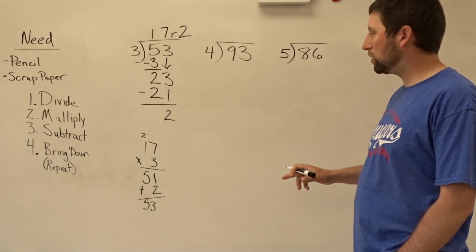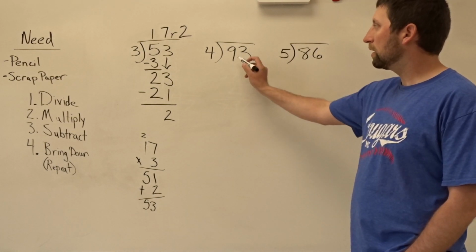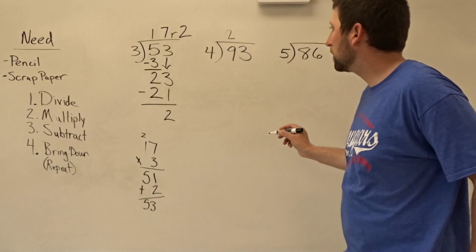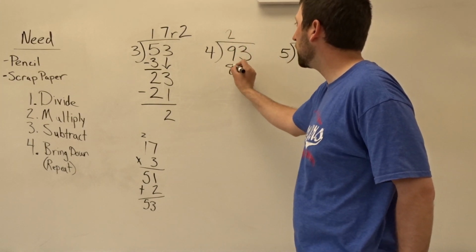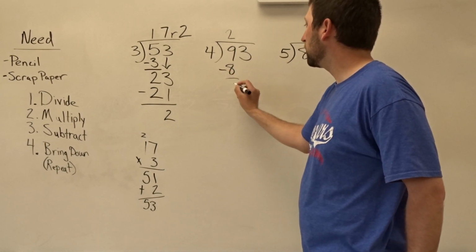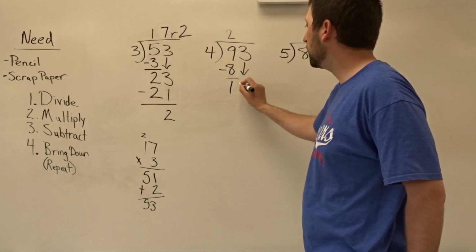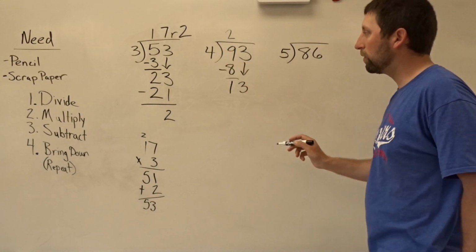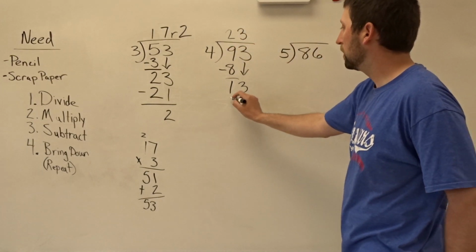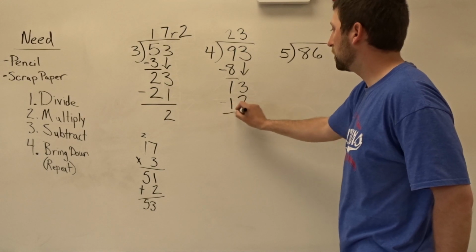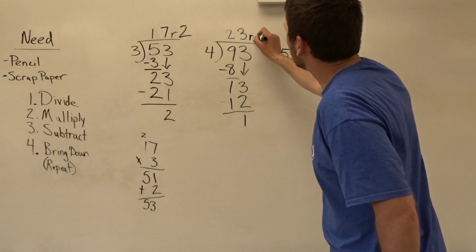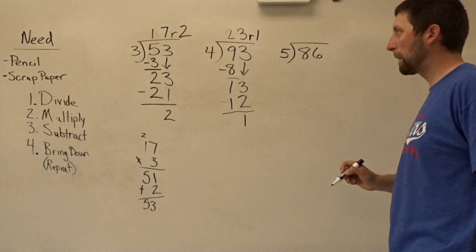Alright, next one, 93 divided by 4. 9 divided by 4. I could do that 2 times. Second part, 2 times 4 is 8. Third part, subtract. 9 minus 8 is 1. Bring down the 3. 13 divided by 4. Could do that 3 times. 3 times 4, that is 12. 13 minus 12 is 1. 23, remainder of 1.